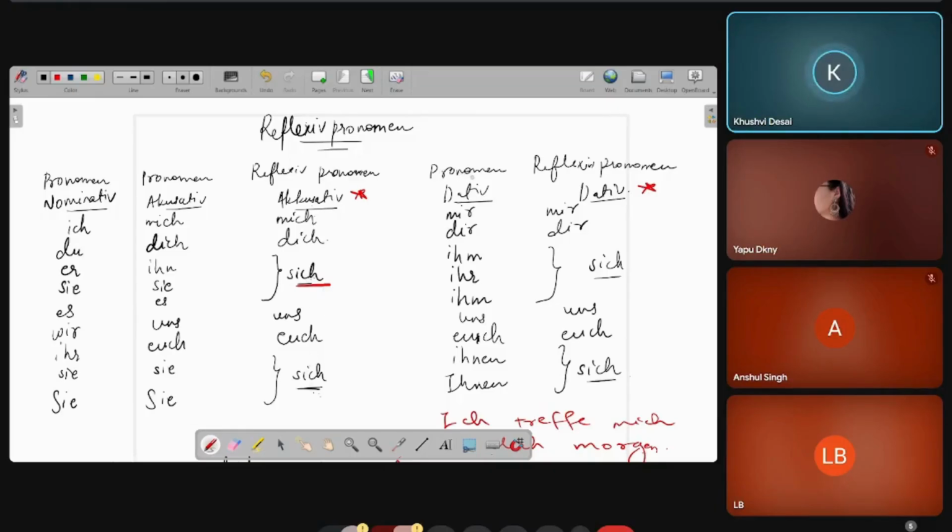These are simple pronomen in dative: mir, dir, ihm, ihr, ihm, uns, euch, ihnen, Ihnen. And these are reflexive pronomen in dative. Mir, dir, for er, sie, es there is sich, uns, euch, and then the last two we are writing sich. Sich is most frequently used, and mich and dich are also used.